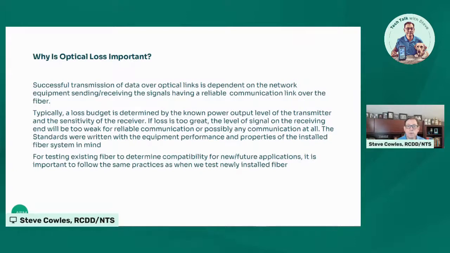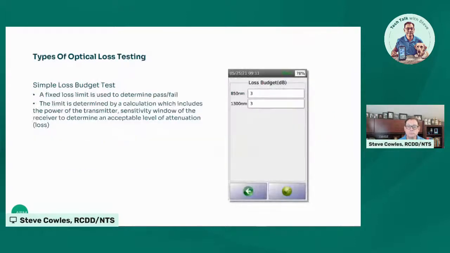For existing fiber, we can also determine compatibility with future applications. Maybe we installed some fiber several years ago, and now we're upgrading our network. We're going to run something different over it, and we want to find out if we can use that existing fiber. So that will also fall into play here too.